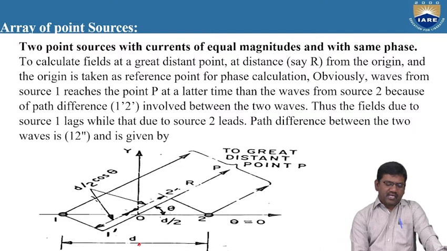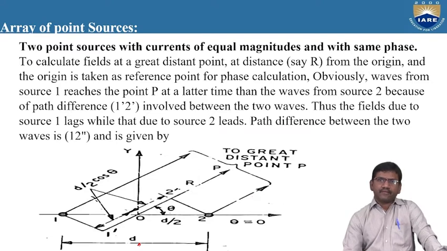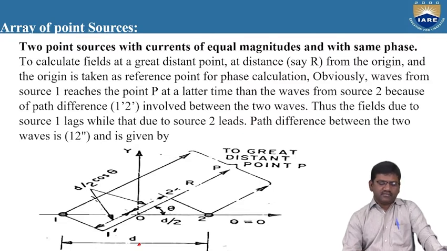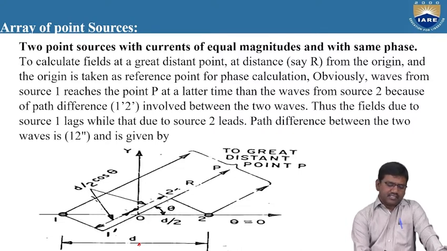Let us draw a line parallel from O. Let us draw a line parallel from 2 to a distant point P. Also draw a line parallel from O to the distant point P. Also draw a line from point 1 which is parallel to 1 dash and 2 dash. Let us assume this angle as theta. Here this is 90 degrees.